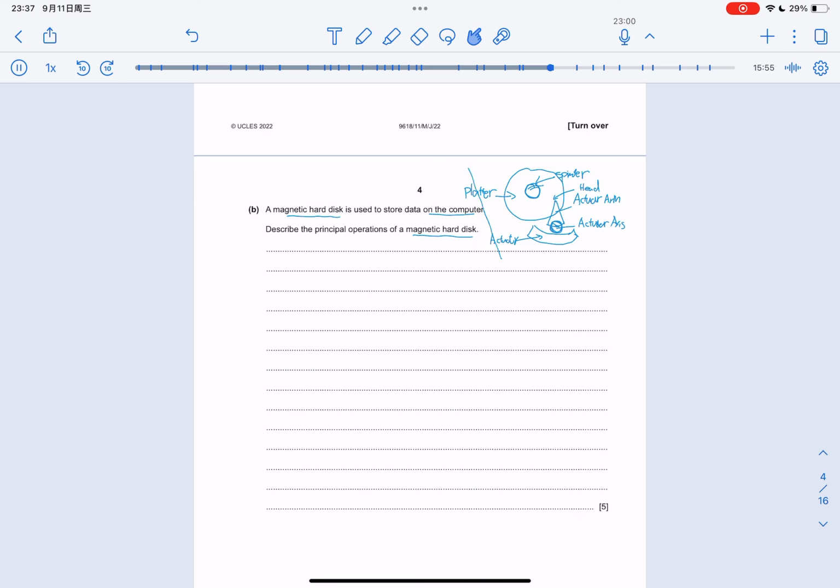Okay, then let's draw a box. So this thing from the magnetic hard disk. Okay, so from here, this question is 5 marks. Then we can write the first one.